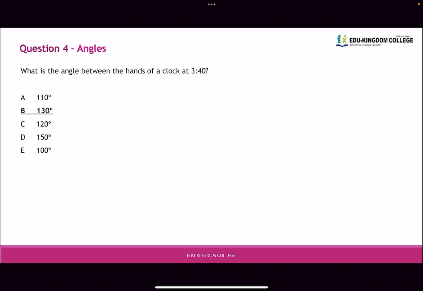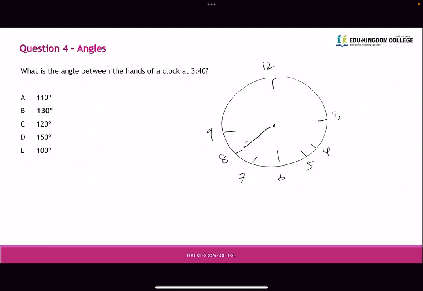So in this question, it was important to realize that it's not just the minute hand that moves. It's also the hour hand that moves with it. So 3, 4, 5, 6, 9, 8, 7. So that's all we really need. So our minute or long hand is at 40, or the 8. And the hour hand is 2/3 of the way from 3 to 4.